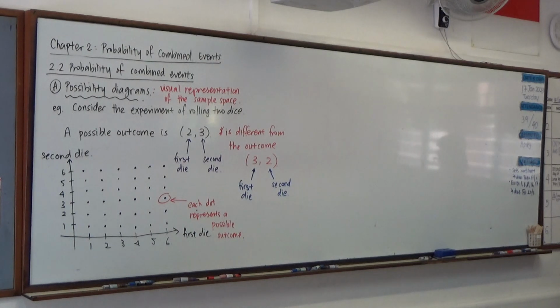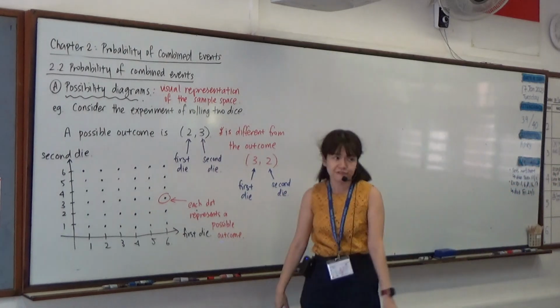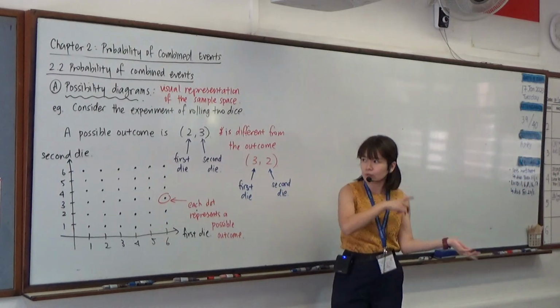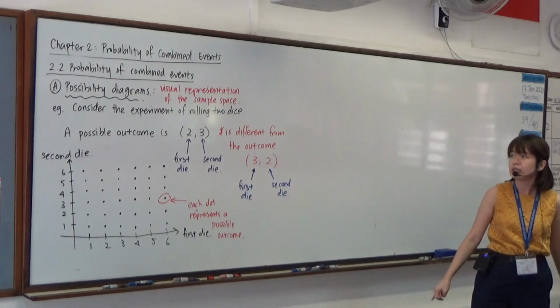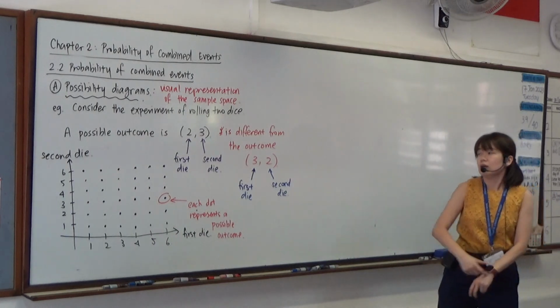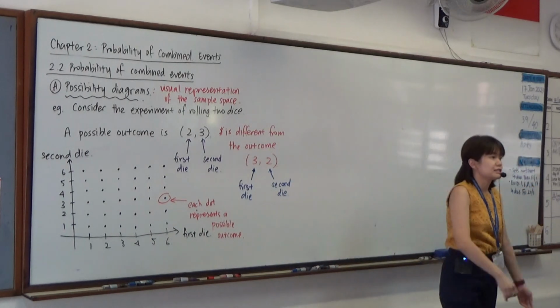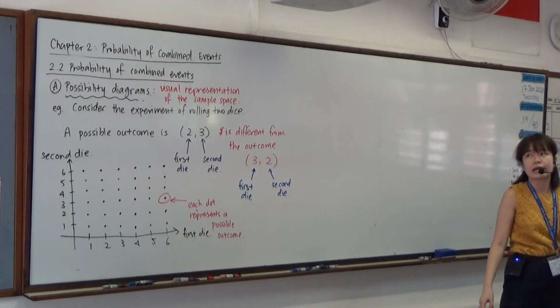Questions at this juncture? A possibility diagram, there are many ways to draw one, but this is one of the few. There's another one whereby we do addition, subtraction, multiplication, or division, that kind. That one looks like a table. Then also, a visual representation of a sample space need not just be a possibility diagram. Later on, we also learn tree diagrams.